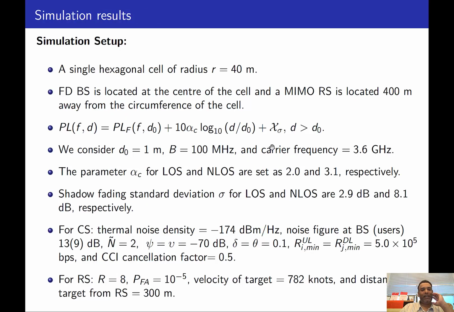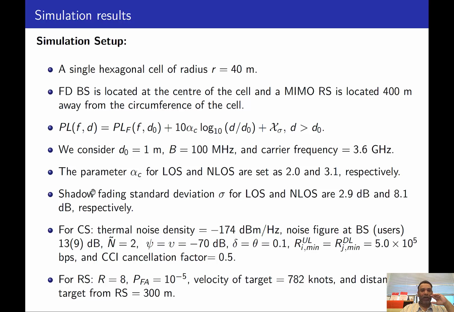So the simulation setup is a single hexagonal cell of radius R equal to 40 meters. A full duplex base station is located at the center of the cell, and the MIMO radar system is located 400 meters away from the circumference of the cell. This is the path loss model that we consider here. We consider d0 equal to 1 meter, bandwidth equal to 100 megahertz, and the carrier frequency is 3.6 gigahertz. This is the CBRS band.